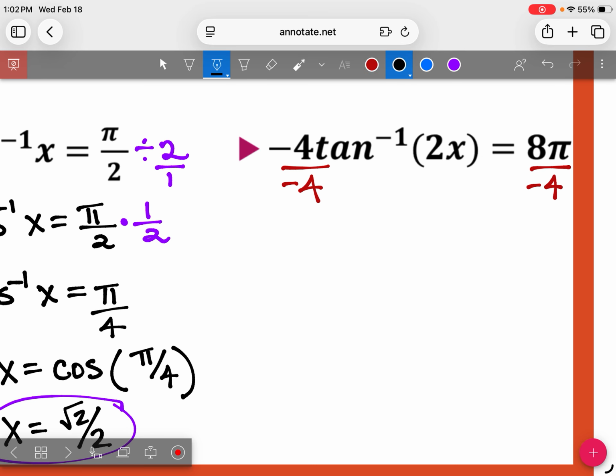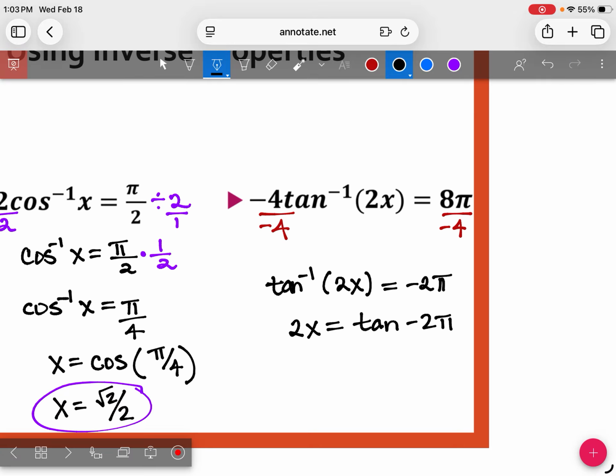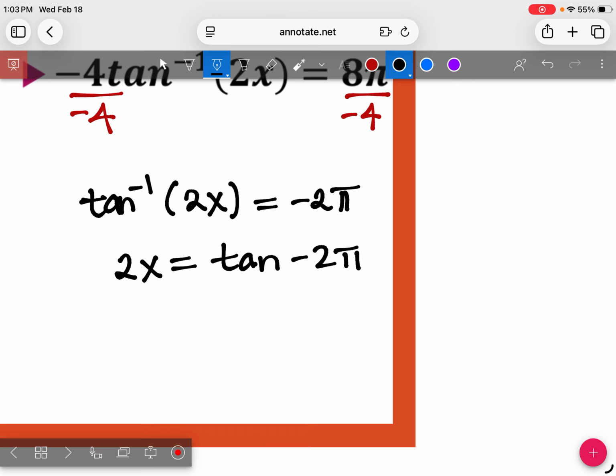So that means I have the inverse tangent of 2x equals negative 2 pi. So now we're going to get rid of the inverse tangent by putting in a regular tangent. So 2x equals the regular tangent of negative 2 pi. Negative 2 pi is the same as positive 2 pi on the unit circle. And when you look at that, you get 1 and a 0. 1 is your x, 0 is y.